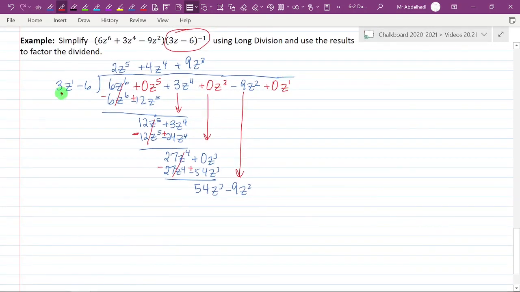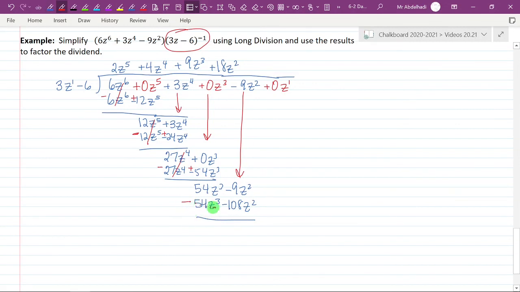What would you multiply by 3z to get 54z? All right, it's going to be 18. And then what would you multiply by the z to get z cubed? Z squared. So 18z squared. Okay, and now here we go. 18z squared times 3z is 54z cubed. Z to the 3rd power. 18z squared times -6. Well, 18 times 6 is 108. So this becomes -108z squared. I'm going to subtract now.